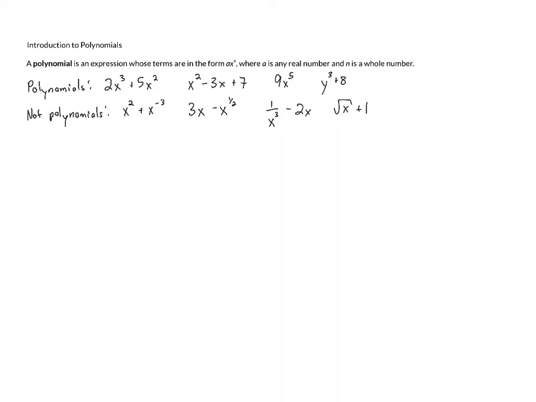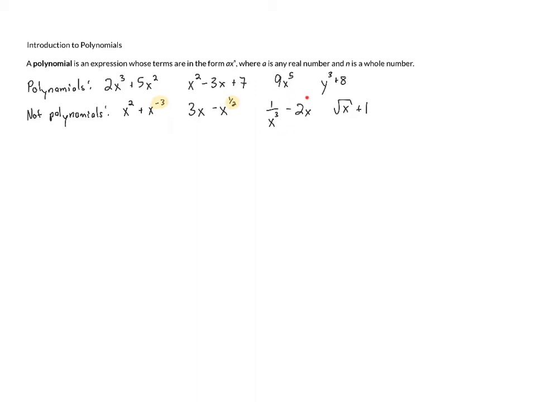However, the second one has a power of x that's a negative number, and that's not allowed. We need the exponent to be a whole number. So 0, 1, 2, 3, 4, etc. Let's look at the next example. Again, we've got terms that are a number times x to a power. The problem here is that we've got a fractional exponent. That's not allowed.